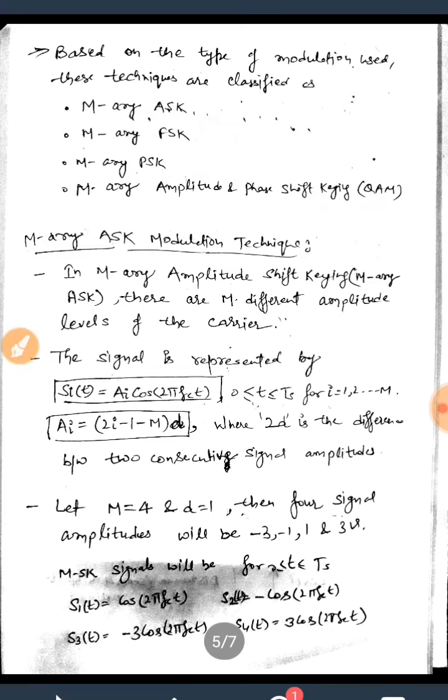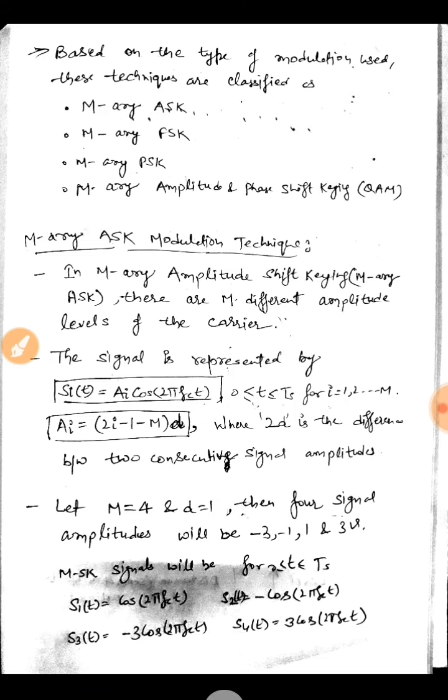So first of all, let's see the M array amplitude shift keying. In M array amplitude shift keying, there are M different amplitude levels of the carrier. So the carrier would be modulated according to M levels of digital signal. The signal can be represented as s_i(t) = A_i cos(2 pi fc t).